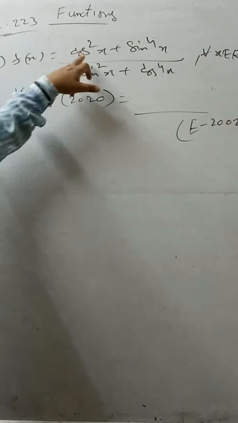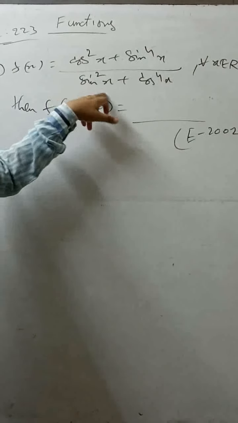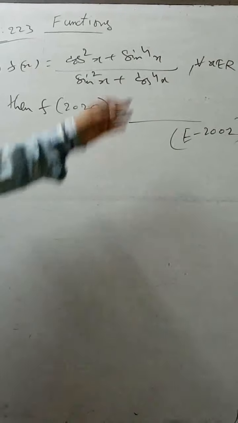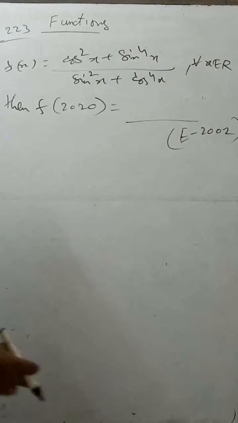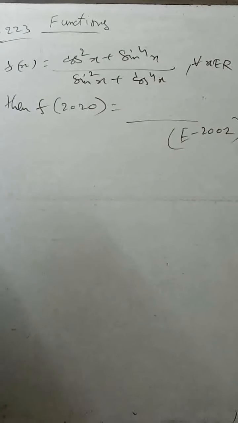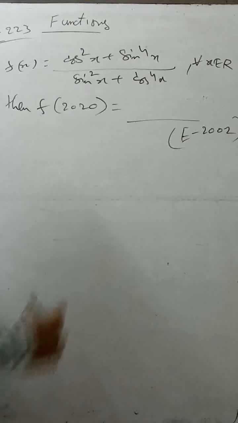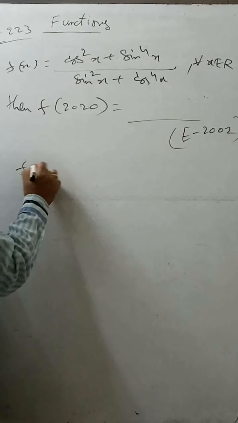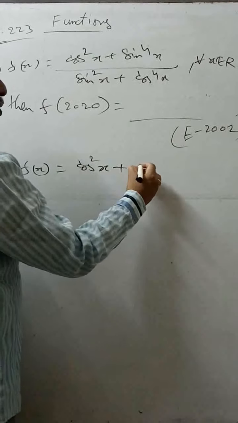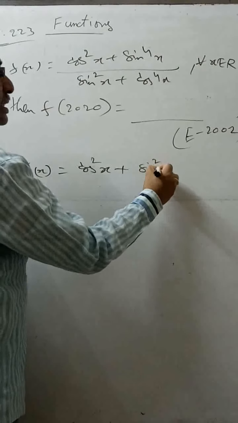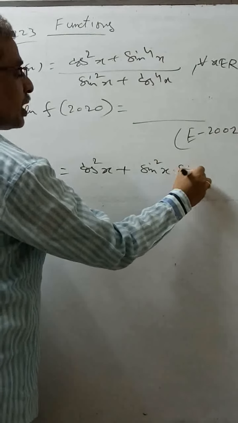F of x equal to cos square x plus sin power 4x by sin square x plus cos power 4x for every x belongs to R. Then it is asking f of 2020. This is your IP sum only, very simple. I told you, sin power 4 can be written as sin square x into sin square x. So f of x equal to cos square x plus sin power 4, I can write as sin square x into sin square.